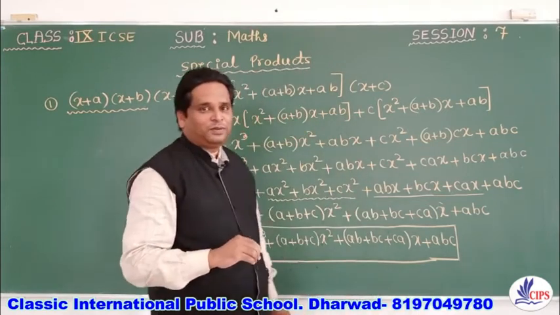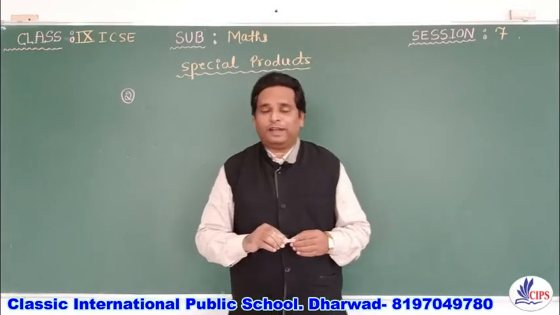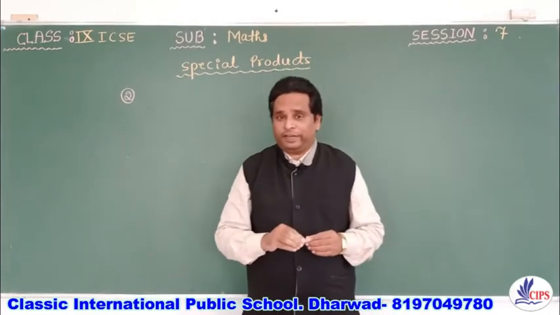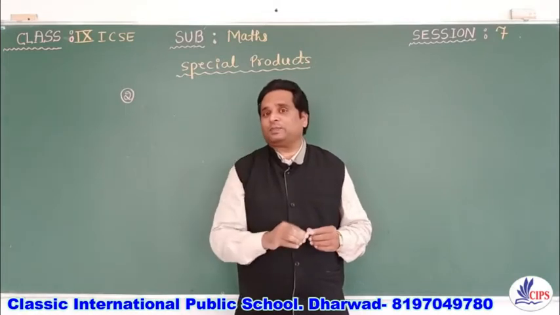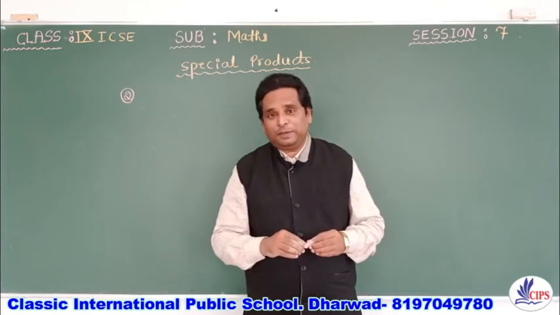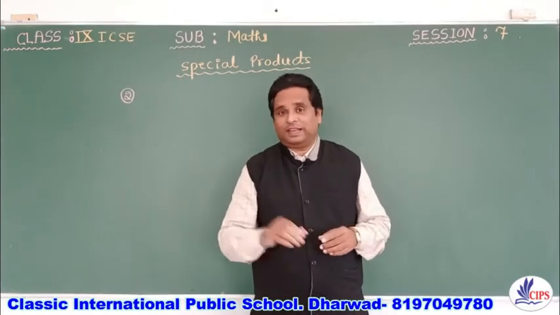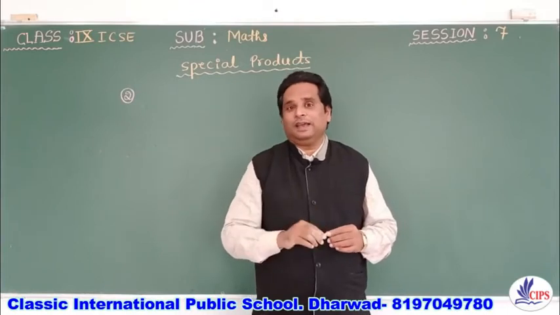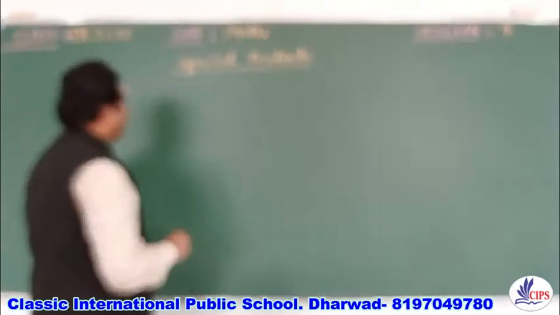Understood, children? Yes, children, we all came to know that the first special product is (x + a)(x + b)(x + c) = x³ + (a + b + c)x² + (ab + bc + ca)x + abc. Okay. We'll go to the second product.